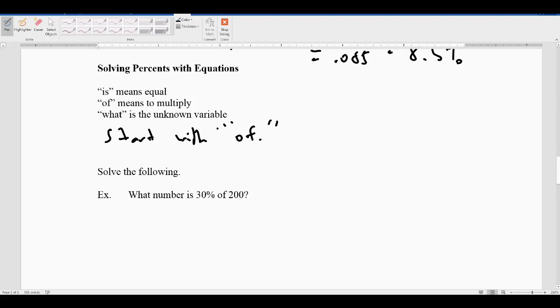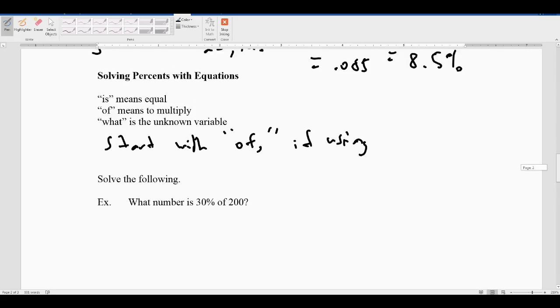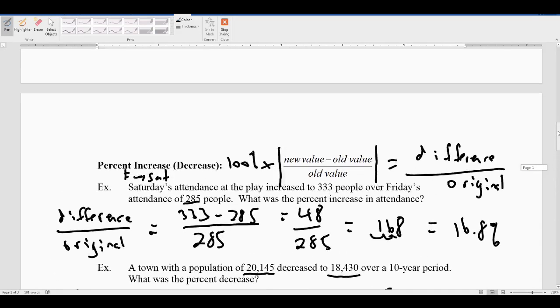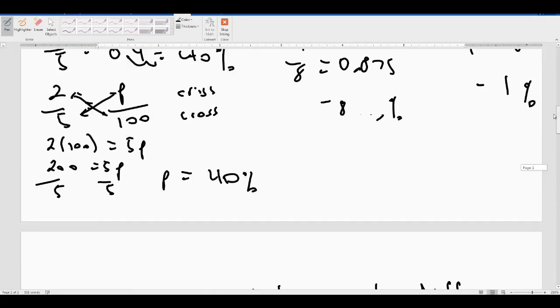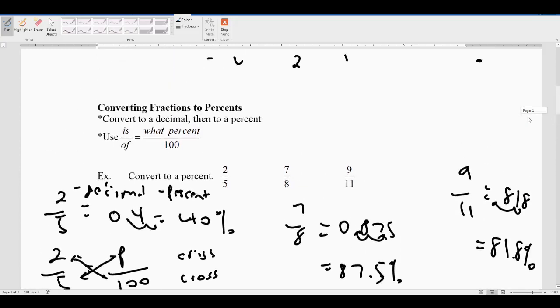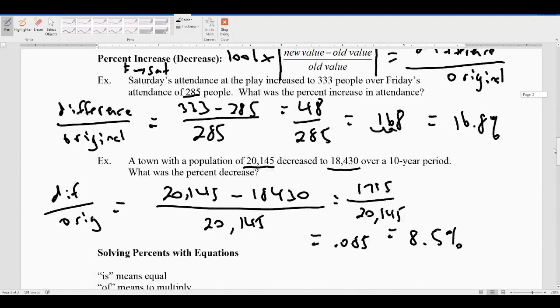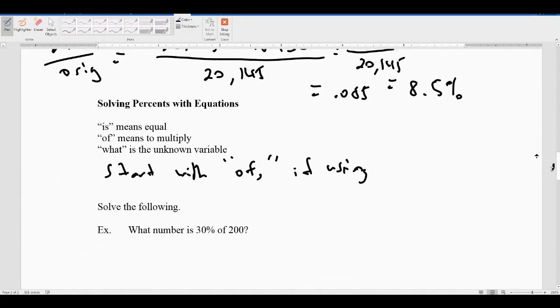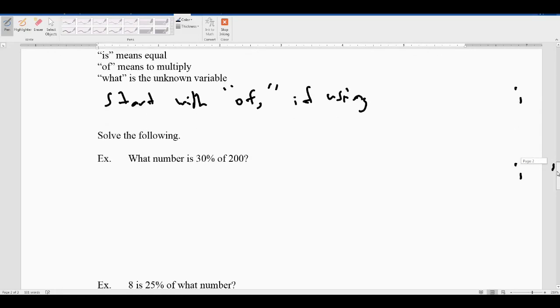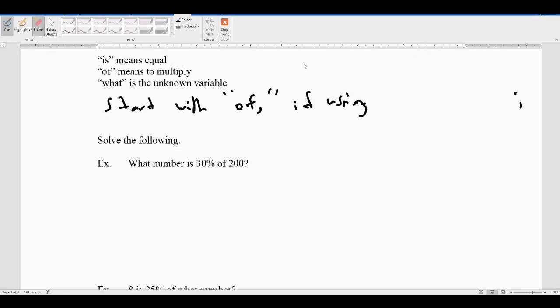This is only if we're using this formula. Yes, this formula has many applications. So you might want to use it down here on these. It's totally up to you. So I'm going to write that down.